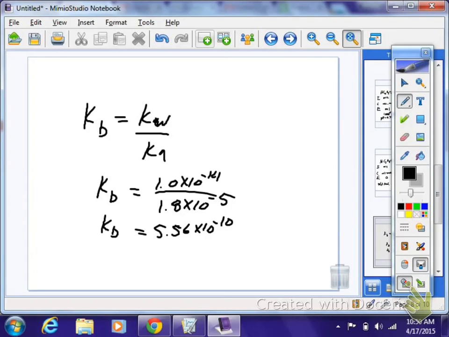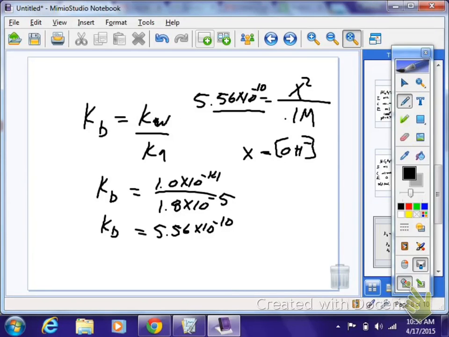So now we have this set up. 5.56 times 10 to the minus 10th is going to equal x squared, where one of those x's is going to be OH, divided by the concentration of our solution, and we said that concentration was 0.1 molarity of the C2H3O2. Then we solve for x. X will give us the OH minus ion concentration. And then if we take the log of that number, we're going to get the pH.